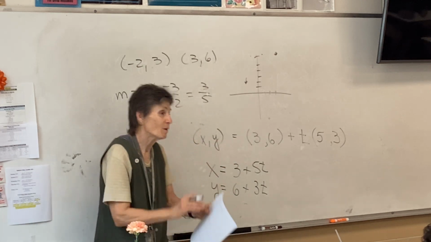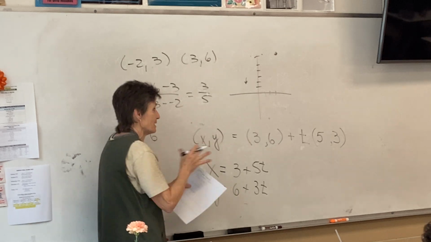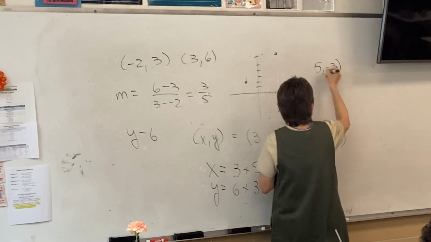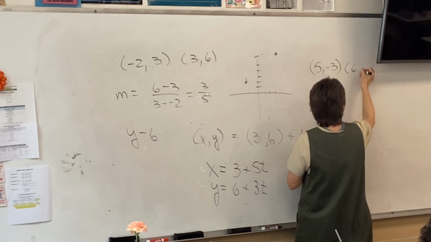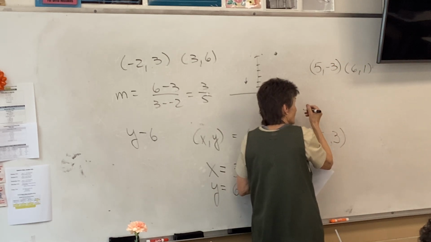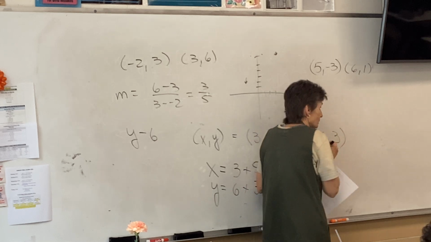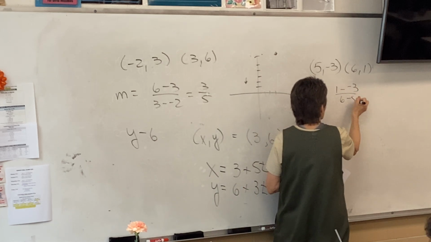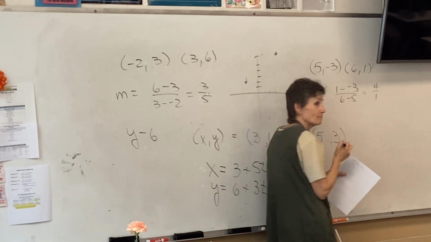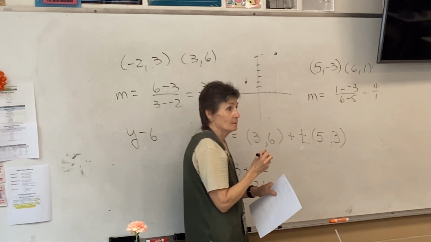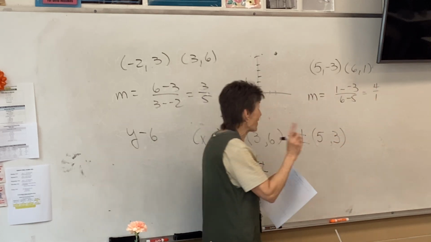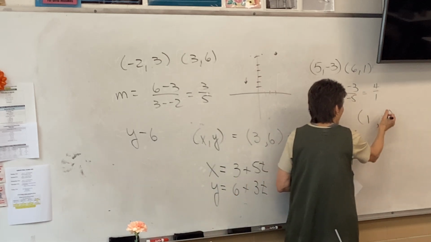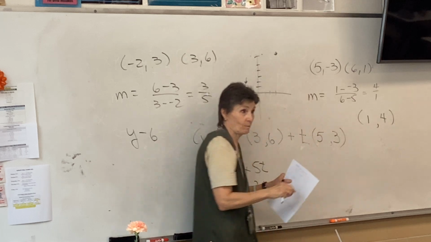All right, so without going through all of this, can you do the second one? Your points are 5, -3, and 6, 1. So what's your slope? 1 minus -3 over 6 minus 5. So 4 over 1. Now remember, that means that the x's are going 1 and the y's are going 4, right?